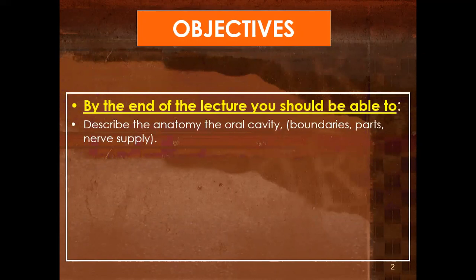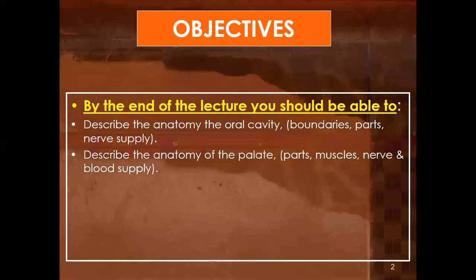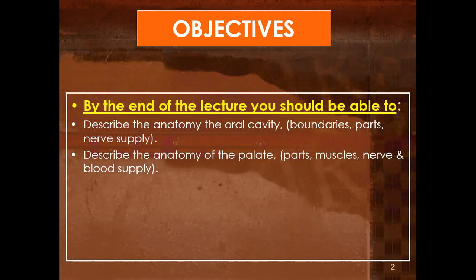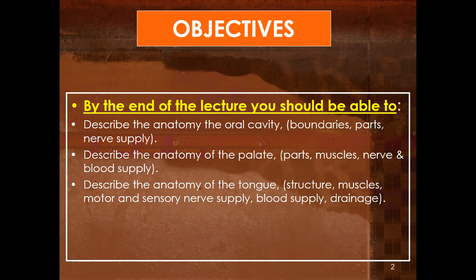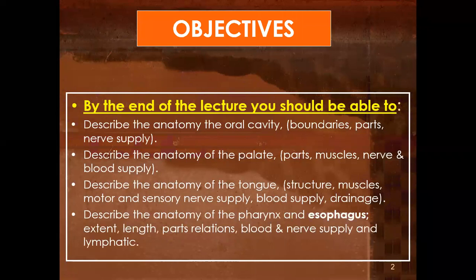Describe the anatomy of the oral cavity, including the boundaries, parts, as well as nerve supply. Describe the anatomy of the palate, which includes the hard palate as well as the soft palate, the muscles, nerves, and blood supply. Then describe the anatomy of the tongue, the structures, muscles, motor and sensory nerve supply, blood supply, as well as lymphatic drainage. Then describe the anatomy of the pharynx and esophagus: the extent, length, parts, relations, blood supply, nerve supply, as well as the lymphatics. So these are the specific objectives we'll cover.